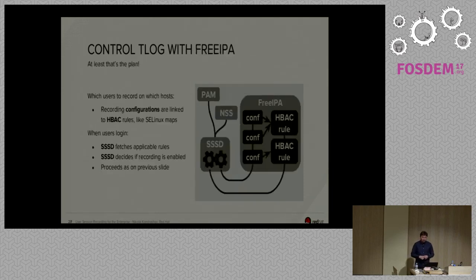The further plan for FreeIPA integration, for identity management integration, is to have something like what we already have. We have SELinux configuration where you can assign host-based access control rules, HBAC rules, to SELinux maps, and then SSSD would download applicable maps locally and match them for specific users and implement them. But in the case of tlog configuration, we would store the tlog configuration JSON in the directory, also do matching on the local side, and provide tlog with configuration over the environment.